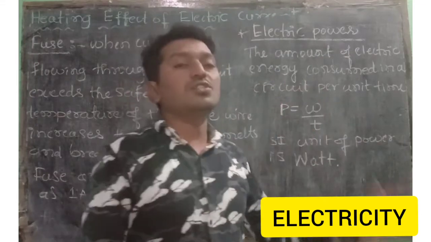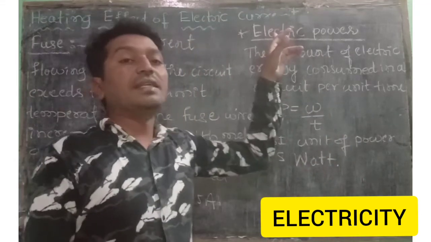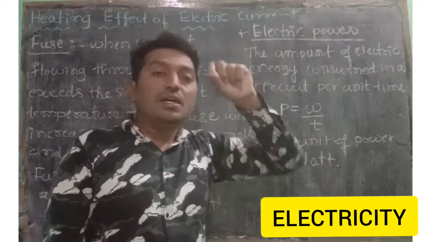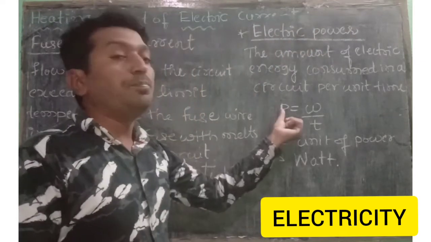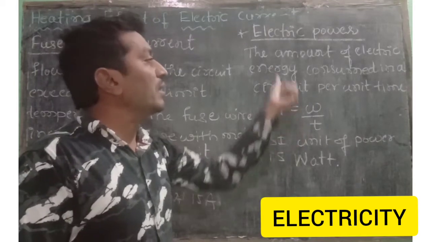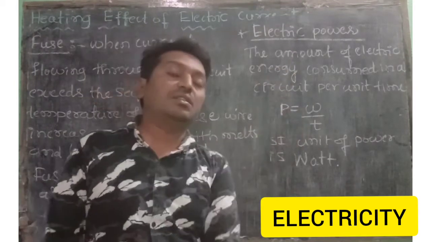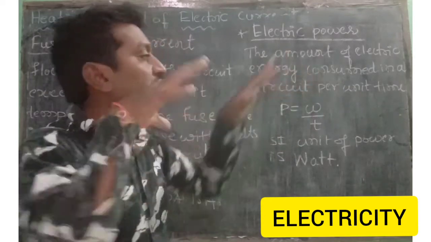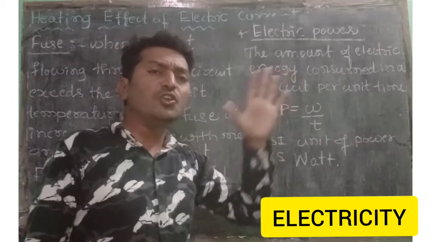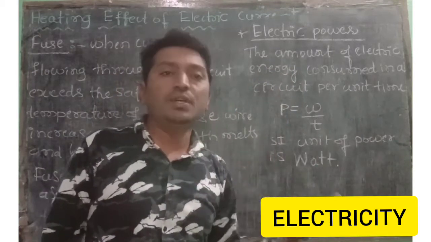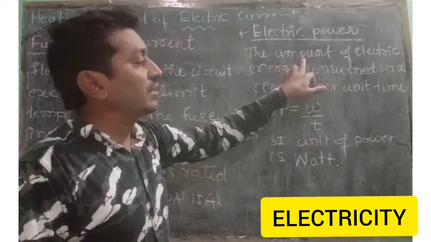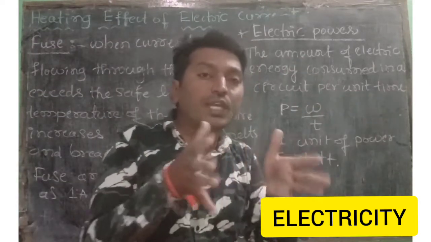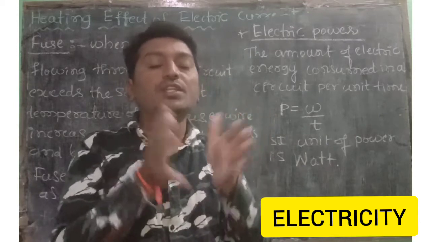The last concept of this chapter is electric power. What is electric power? Electric power is represented by the letter P. P means power or electric power. Electric power is the amount of electric energy consumed in a circuit per unit time. Per unit time tells us about a particular time.